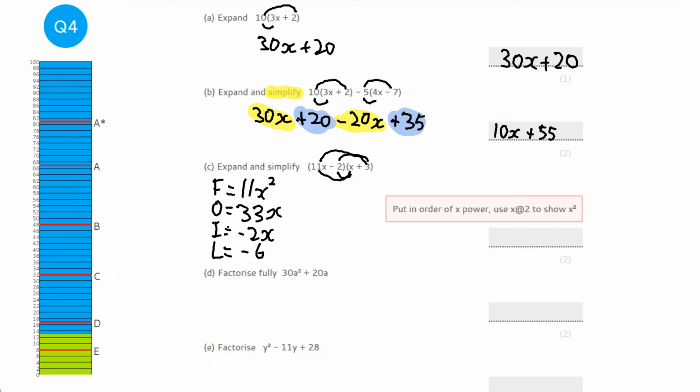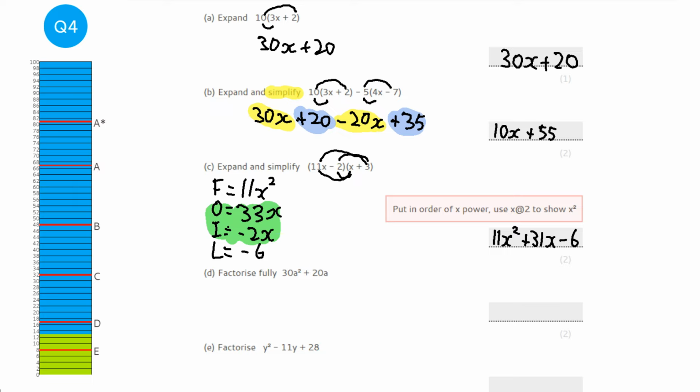Now normally, not always, but normally you'll be able to collect like terms with these two here. These are the ones that will collect together, okay? So look out for this. So our first answer is going to be just 11x squared. There's no other x squareds there for it to collect with. But we're going to do 33x take away 2x. So it's going to be plus 31x. Okay. And then we've just got the negative 6. And you can't make that answer any simpler. Now on the website you just do an @2 for the squared.